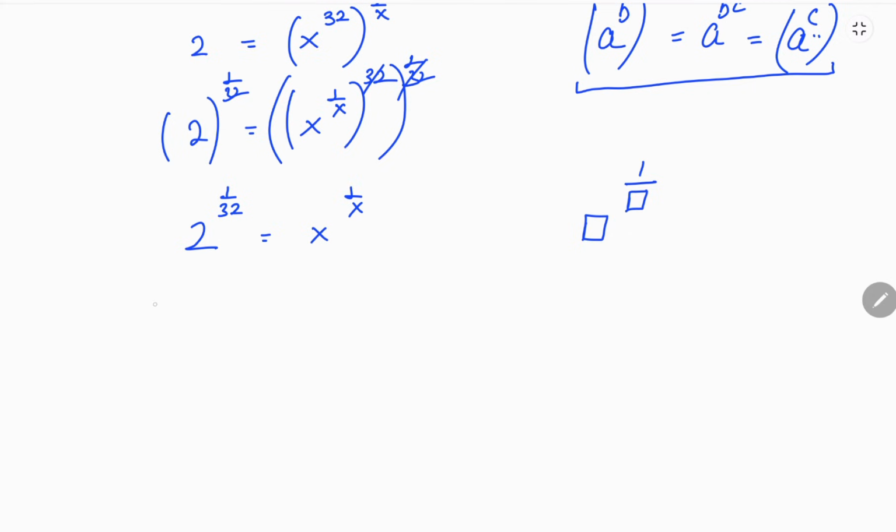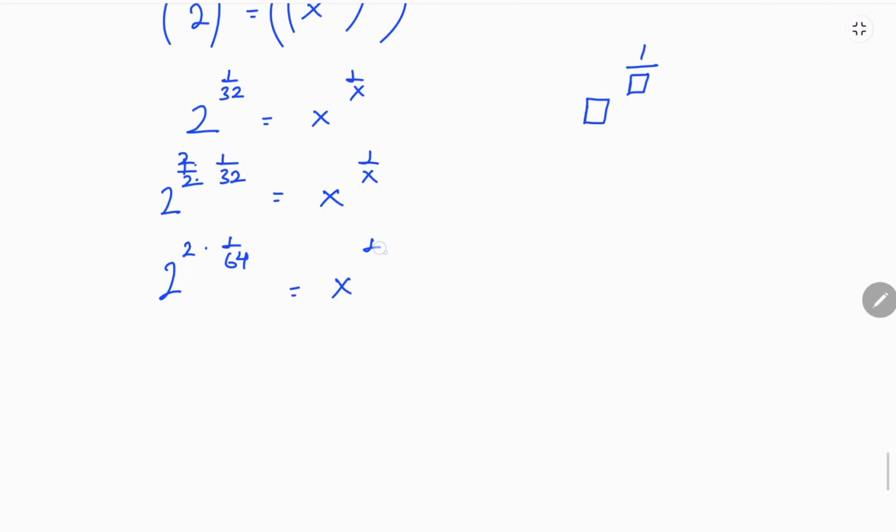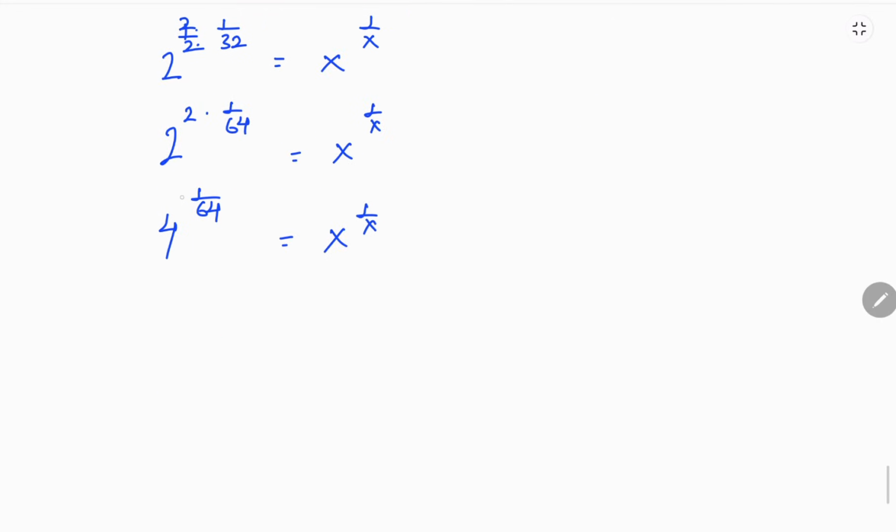Okay, how can I do that? I have 2 raised to power 1 times 1 by 32, and x raised to power 1 by x. Okay, so this 1 can be written as 2 by 2, right? It will become this 2 I will multiply with the base, and this 2 I will keep here, like that, right? Okay, and on the left hand side it will become 2 squared, that is 4, raised to power 1 by 64, and the right hand side will remain this only. Now it is actually 4 raised to power 1 by 64 is equal to x raised to power 1 by x.